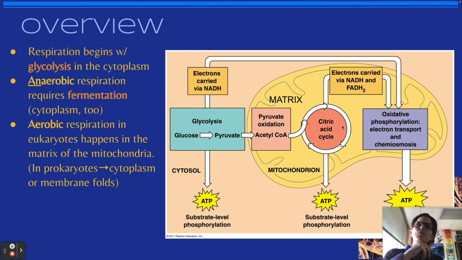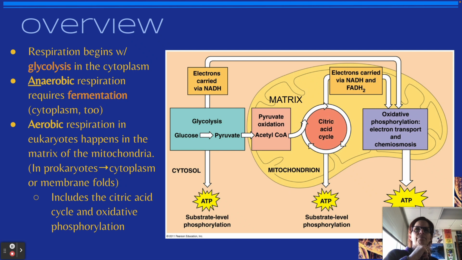So anaerobic respiration is fermentation, which we'll talk about. Aerobic respiration requires the oxygen to be present. It happens in the mitochondria or in the folds of a prokaryote. Remember that the whole purpose of the folds is to increase surface area, because lots of these reactions are happening on the proteins that are on the surfaces. And the more surfaces we have, the more these reactions can occur.